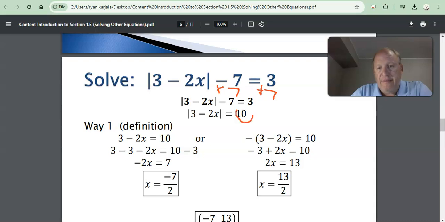So that's where that 10 comes from right here. Then using the definition, you're going to have the positive side, 3x minus 2 equals 10, which is a positive, and you have the negative side, the negative of 3x minus 2 equals 10. So then you solve both of the equations. So you have to do the positive of this and the negative of this, and that's what this is. Here's the positive side, here's the negative side, and then you just solve each equation.